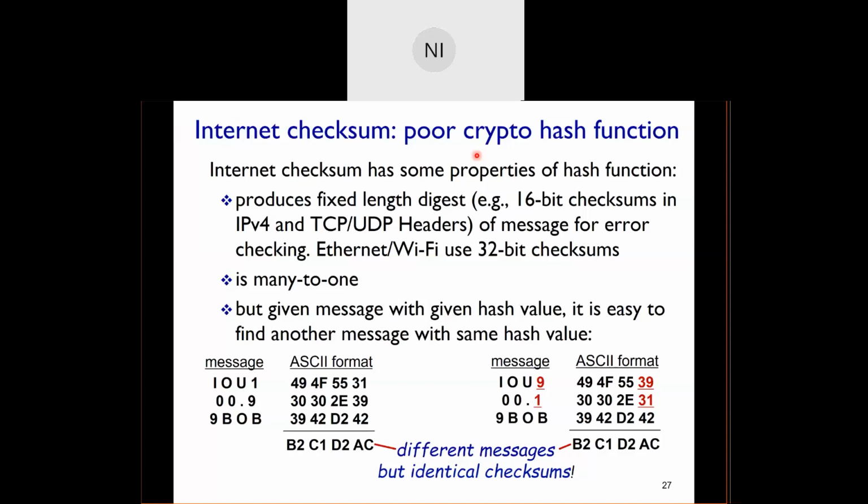So any comments before I start talking about the other two techniques for data integrity? Any comments from anybody on the usage of checksums for data integrity?